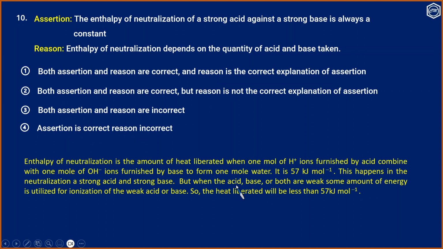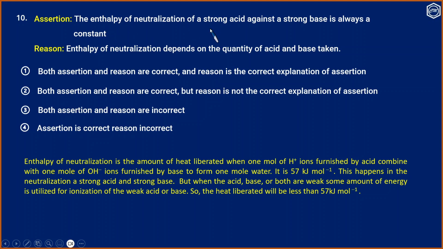But when the acid, base or both are weak, some amount of energy is utilized for ionization of the weak acid or base. So the heat liberated will be less than 57 kilojoules per mole.